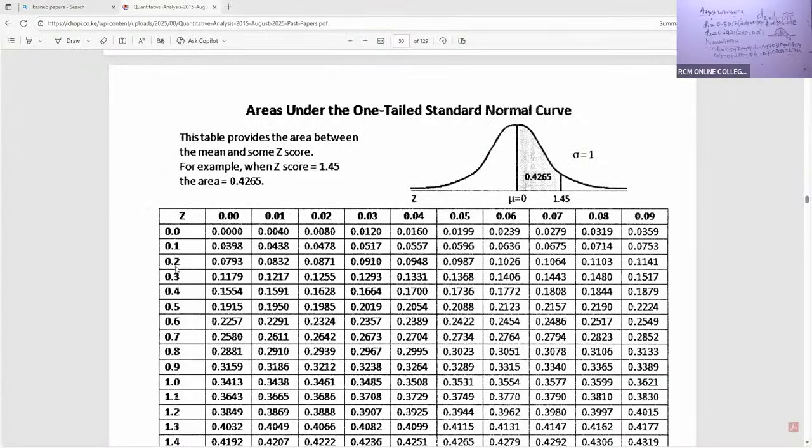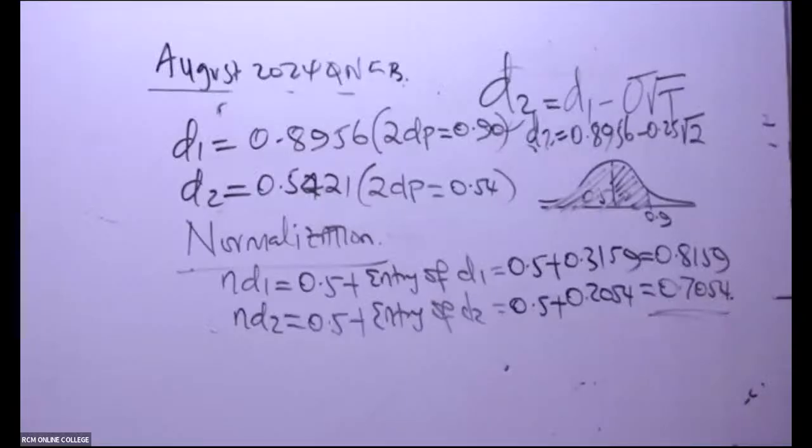So you can see this is a partially shaded table here. For example, it is 0.90 here. You see this Z is always one decimal. If you want the second decimal, you read from here. So 0.90 is this one here, 0.3159. If you want 0.54, it is here, 2054. You come to 0.5, the second digit is the fourth one here. So 0.2054, like that.